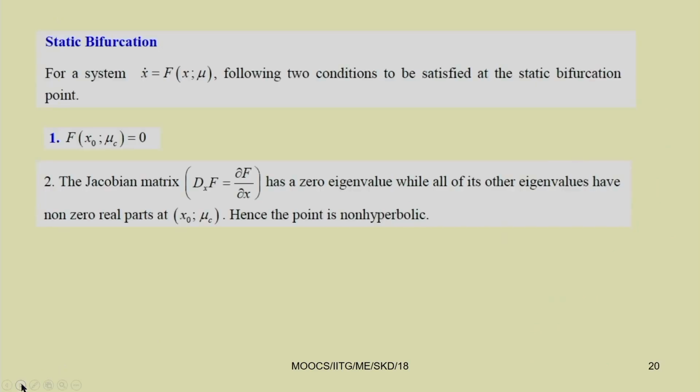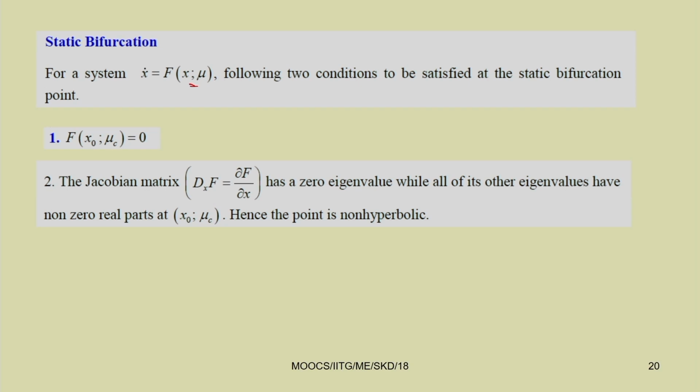Last class we studied the static bifurcation. So we can have further discussion on static and dynamic bifurcation today. Given an equation x dot equal to f of x; mu. Here we are using a semicolon instead of a comma, as mu is a parameter. x is a variable, but mu is a parameter which we are varying or changing to get different responses.